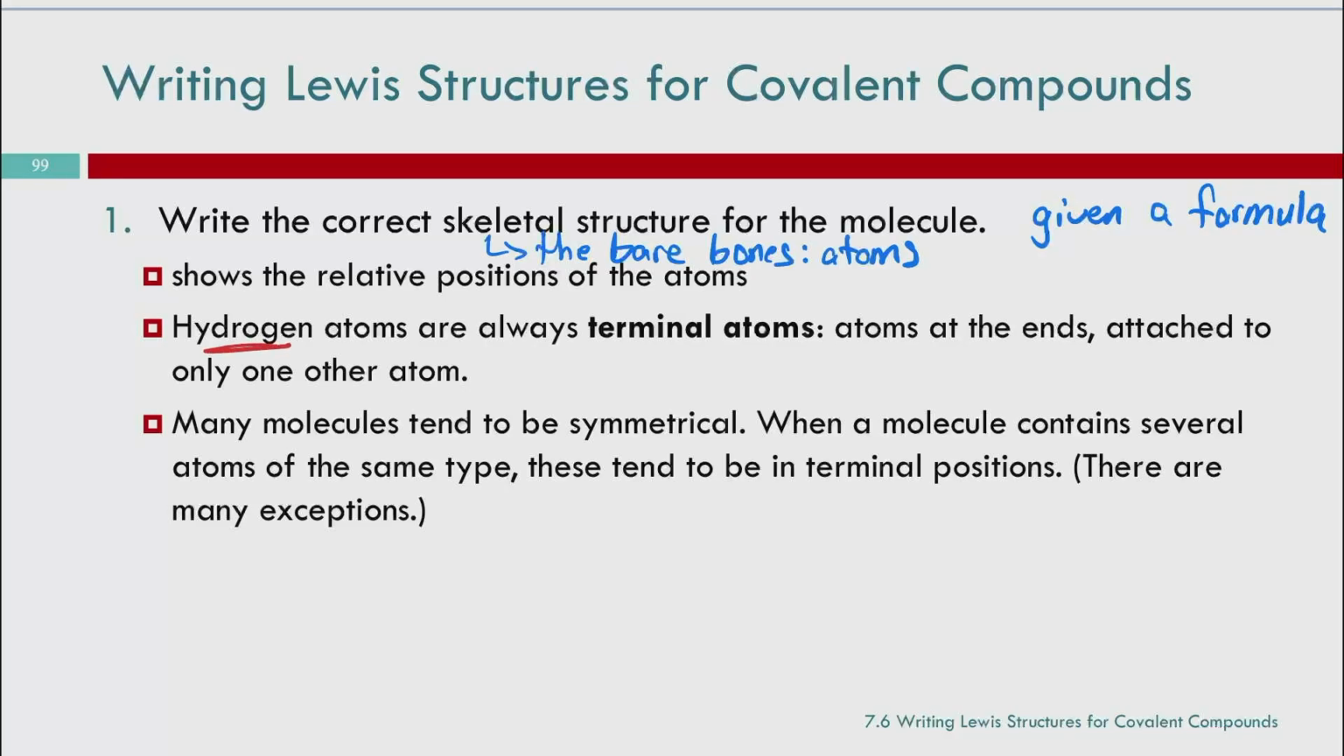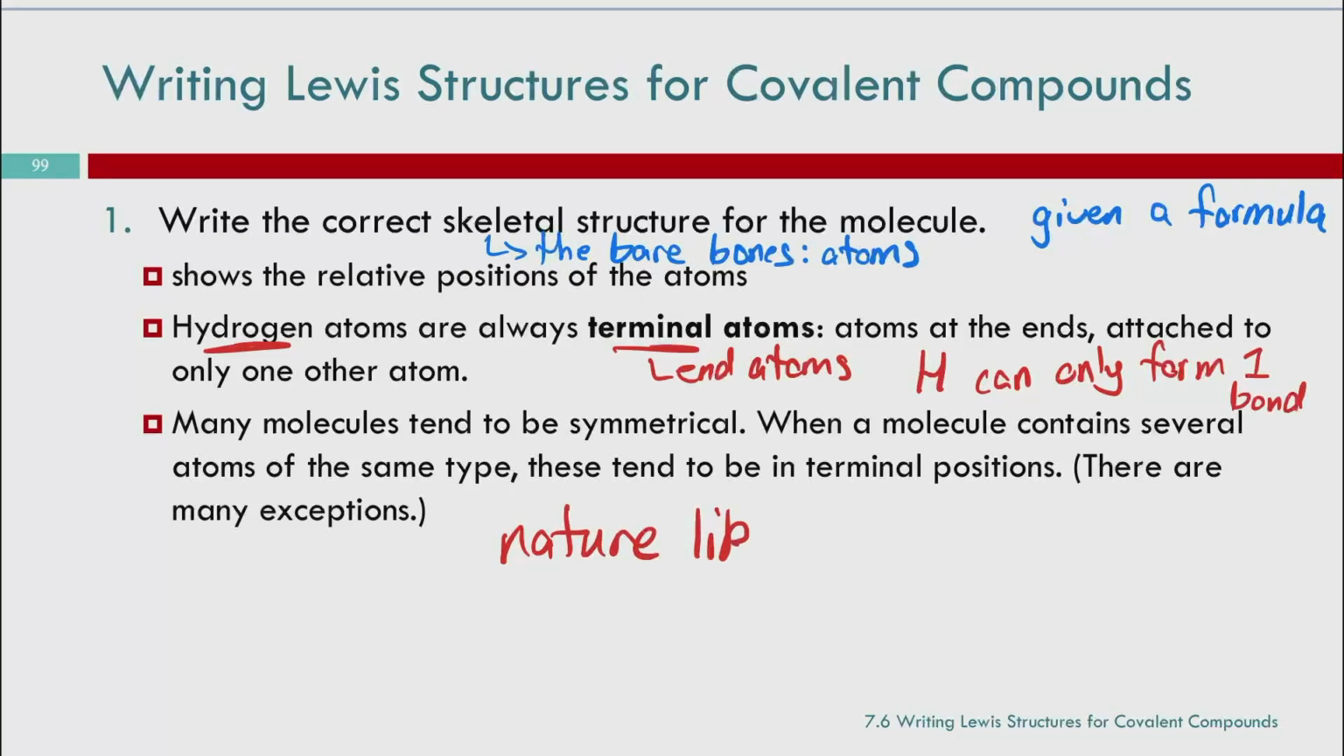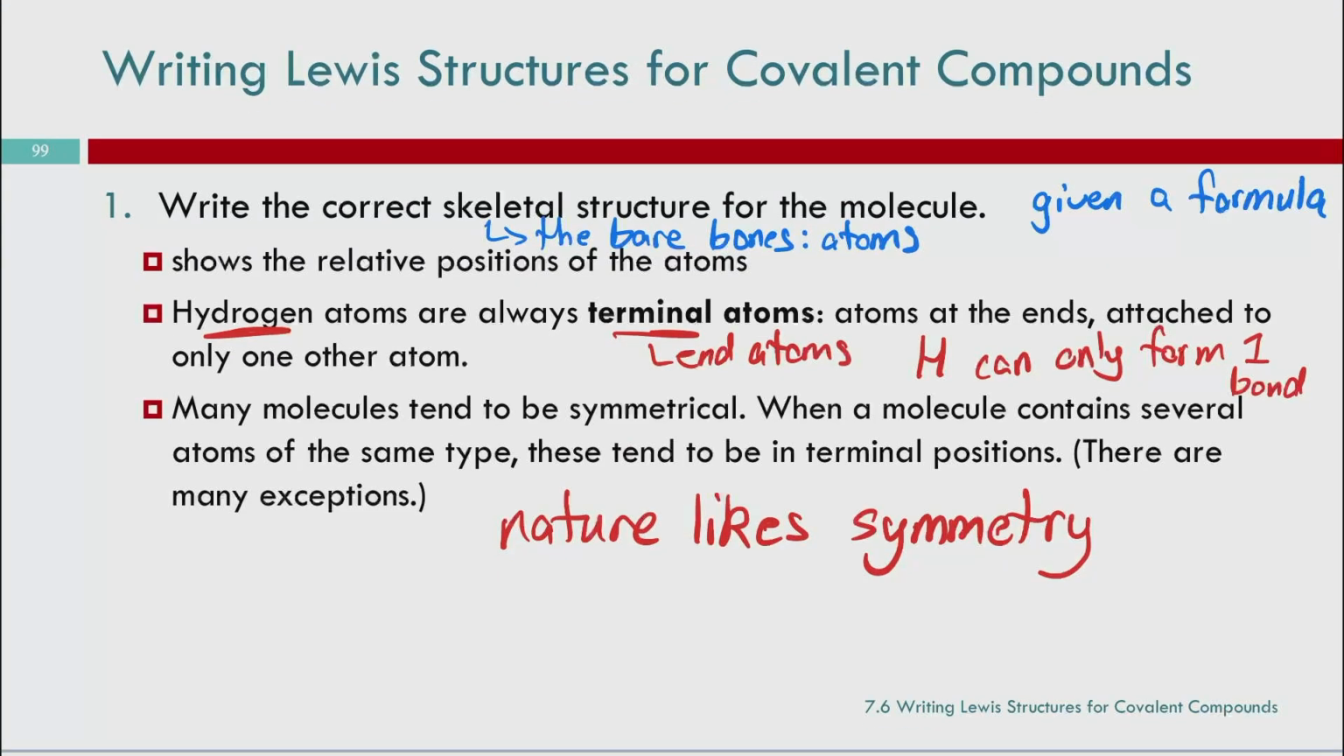Our hydrogen atoms are always going to be terminal or end atoms, because hydrogen can only form one bond. So hydrogen's always going to be on the outside, and we will try to be symmetrical when possible. Nature likes symmetry. It's more stable. We'll see examples of things being symmetrical.